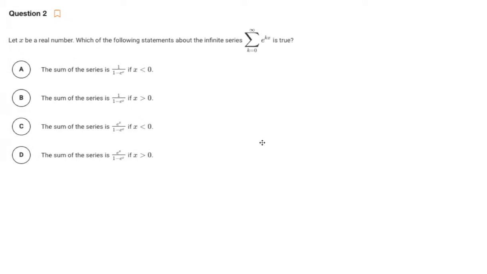Okay, as promised, we were looking at three more questions out of the myAP. And the first one we're going to look at here is number 2. And the question here is they give you 4 statements. One of them is true regarding this summation up here.